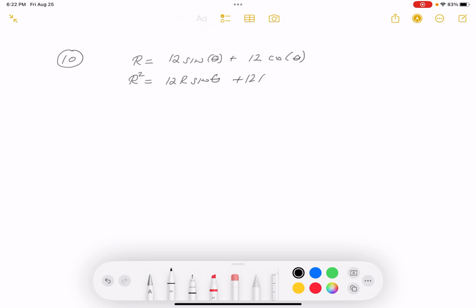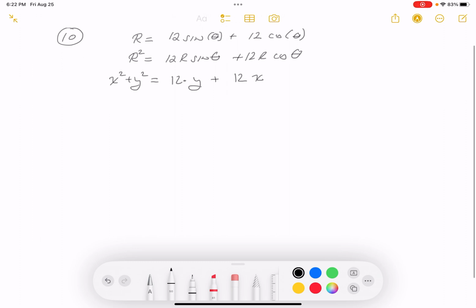plus 12r cosine theta. R squared. Oh, you know what, I know what r squared is. It's x squared plus y squared. I'm going to go to Cartesian. That's the whole point of this. 12, and r sine theta is just y. Plus 12, r cosine theta is just x. So I got a pretty good idea that I can visualize this thing.